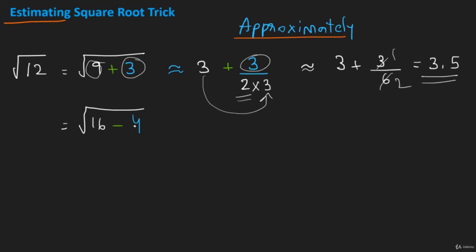And you can note 16 minus 4 is equal to 12. Now the same method applies over here. You have 16 over here, so you write this as 4, right? The square root of this is 4.